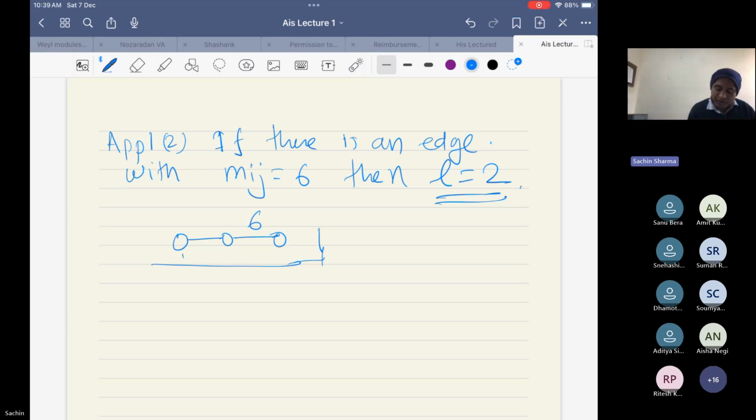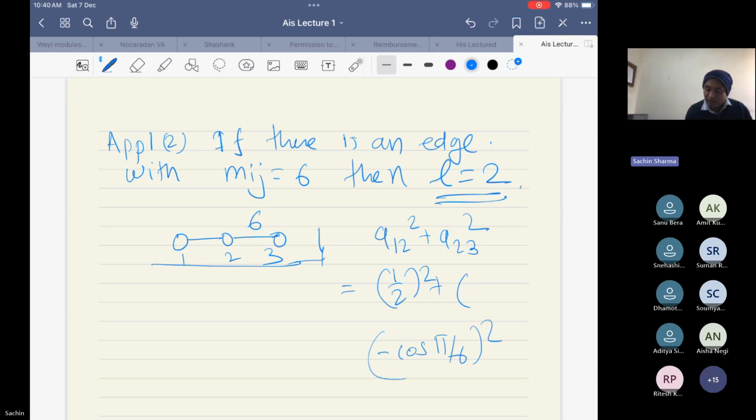So suppose you have 1, 2, 3. You will have q12 square and q23 square. So q12 square, if you assume the minimum 1, will be 1 by 2 squared. What will be q23 square? It is minus cos pi by 6 squared, so what is cos pi by 6?